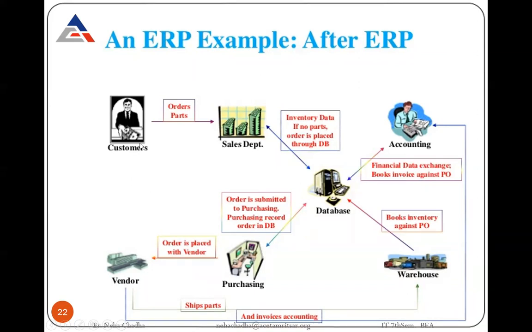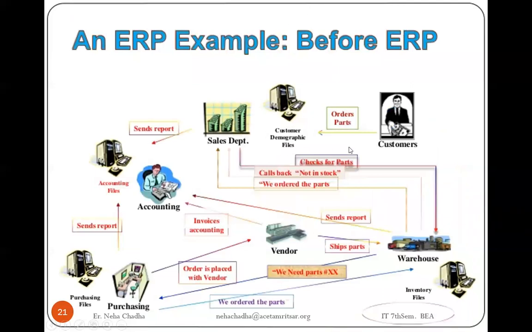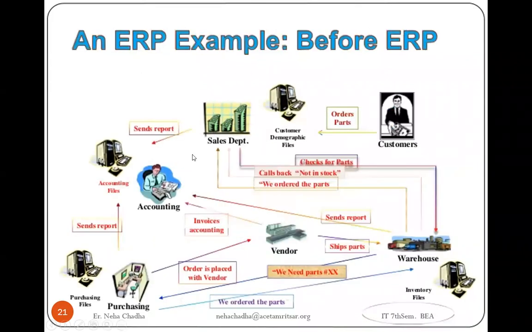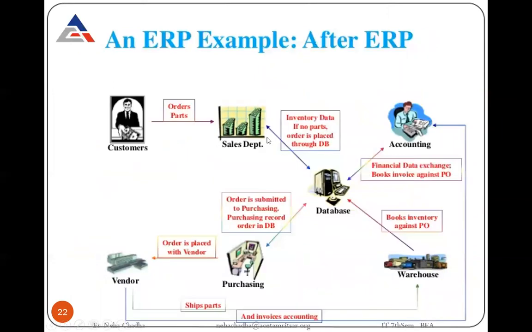the customer will order parts. Whose responsibility is it to take the order? Which department will take the order? The sales department. Let's consider here there is a customer. The customer will go to the sales department. The sales department will go to the accounting file. Here the sales department will go to the database. Previously, the sales department was going to the accounting department or accounting files, right? But here the sales department is going to the central database.